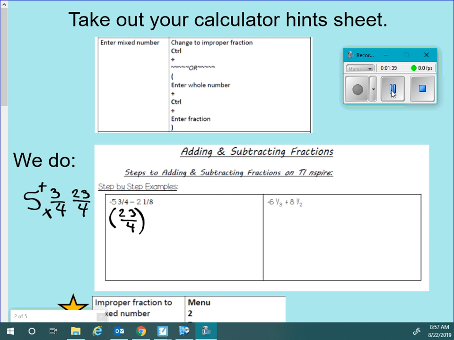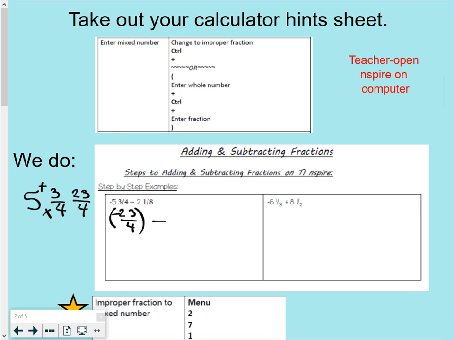And then we're going to put the subtraction sign there, because we're going to subtract 2 1/8. So we're going to change that to an improper fraction. And that's going to be what? Good. 2 times 8 is 16, plus 1 is 17. And then I'm going to put equals, but that's when we're going to hit enter. Are we good? Okay, this means enter. And I'll put that as a reminder.